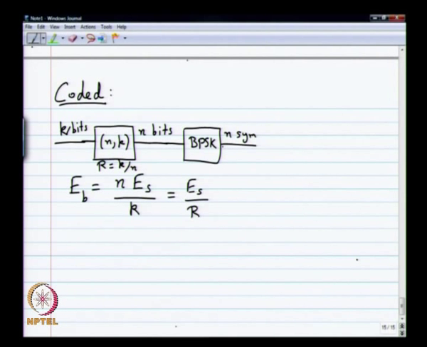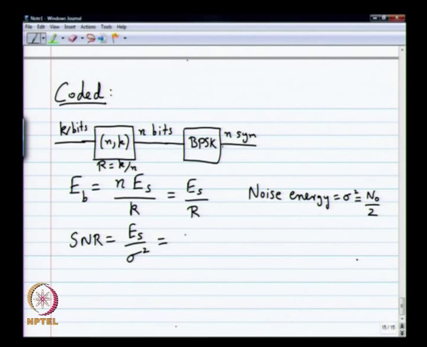Okay. So, now I am not drawing the receiver side, I am just drawing the transmitter side, that is enough. Noise energy is simply sigma squared, which is N0 by 2. So, now if you define SNR as simply Es by sigma squared, nothing changes. On the other hand, if you convert it into Eb over N0, you are going to get what? R times Eb divided by N0 by 2. So, the general relationship you get is Eb by N0 equals SNR by 2R.